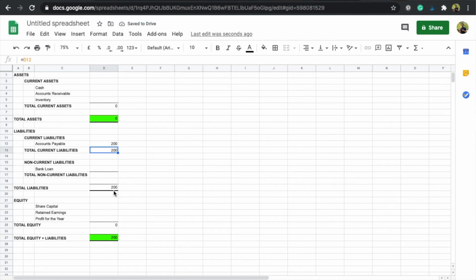Now as you can see, our total liabilities is 200 and therefore our total equity and liabilities is 200. However, our total assets is 0, but we need to recognise £200 worth of inventory as we've just received £200 worth of t-shirts. So we'll put that in our inventory line. Now you can see that our total assets and equity and liabilities match.